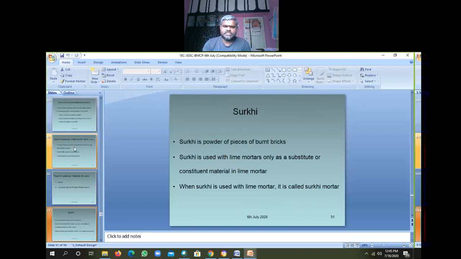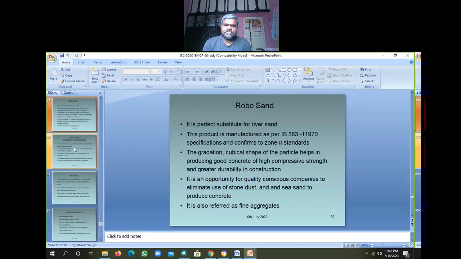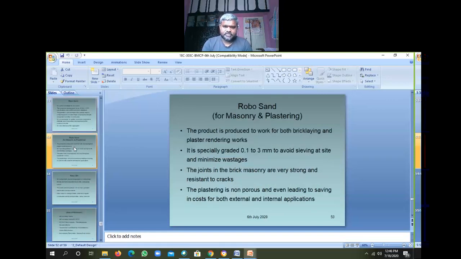Surki is a material which is got from pieces of burnt bricks. Surki is used with lime mortars, right? Robo sand is a perfect substitute for river sand, manufactured as per IS 383. IS 383 is a code which explains the aggregates, right? It conforms to IS 383 and Zone 2 standard for Robo sand, right? It is manufactured sand, used for masonry and plastering purposes.